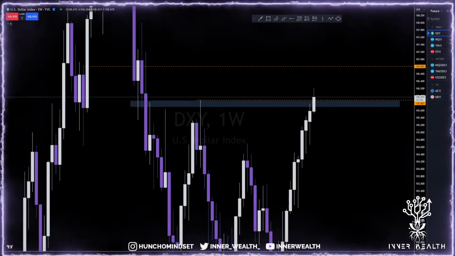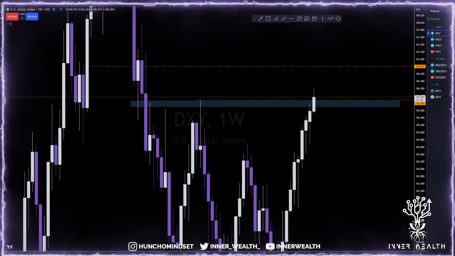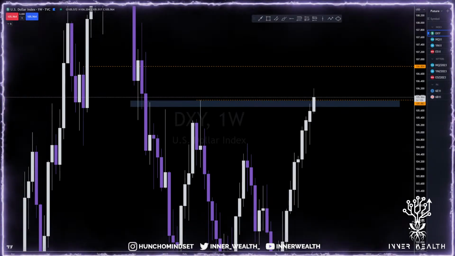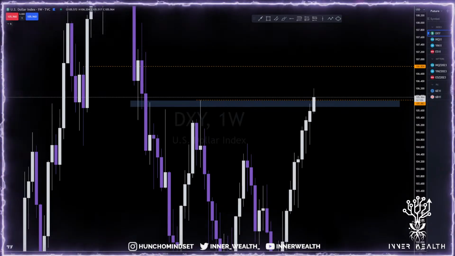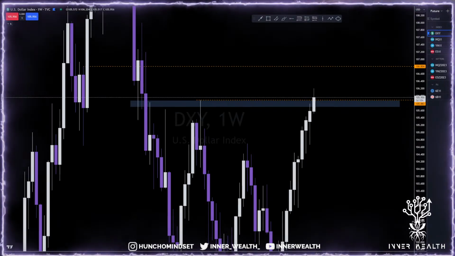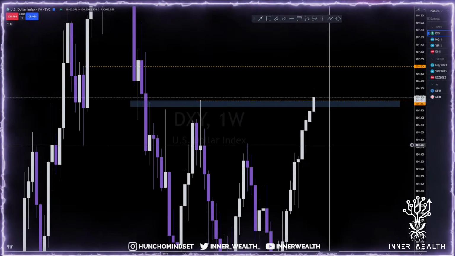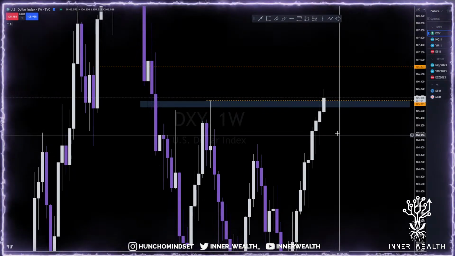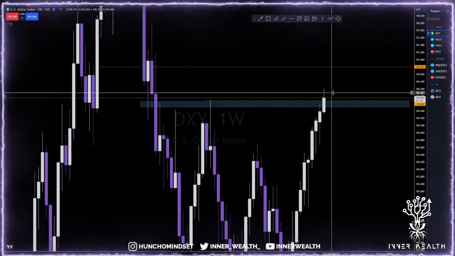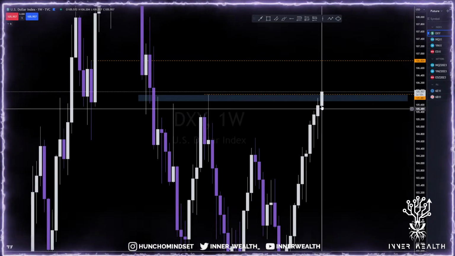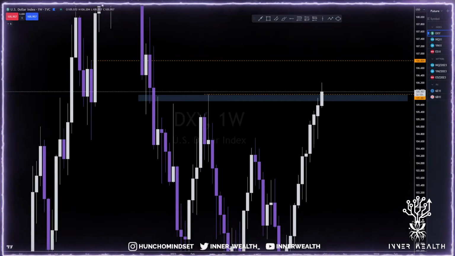Sorry, music was a little too loud on my end. So, in terms of the dollar, I really want to see a pullback. It doesn't necessarily have to come back for previous weekly low, but I want to see somewhat of a pullback.